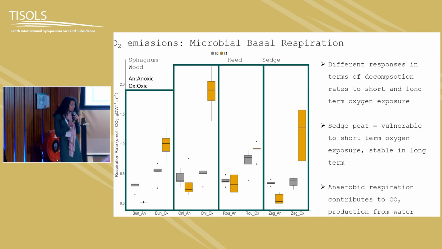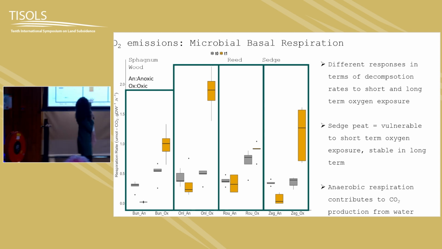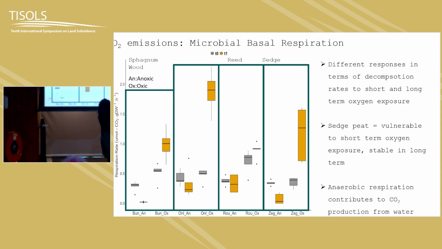Results. Okay, carbon dioxide emissions, how much carbon dioxide is produced. In this graph, which looks complicated, I'm going to make it very simple. Each block you see is a different field site that we collected samples from: sphagnum peat, reed peat, the sedge, and the wood peat. And then you will see the gray ones.